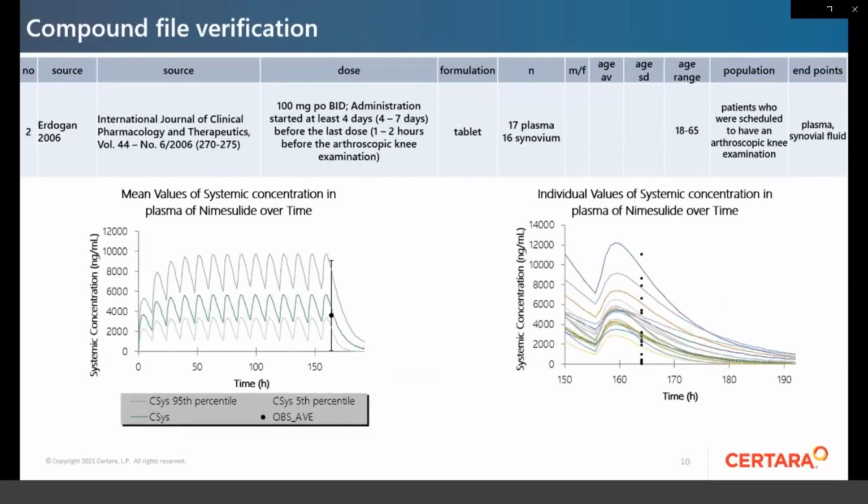The difference between these two is that Erdogan is a multi-dose study, and only a single concentration time point is measured. So as you can see there, both average and individual data seem to be predicted very well.